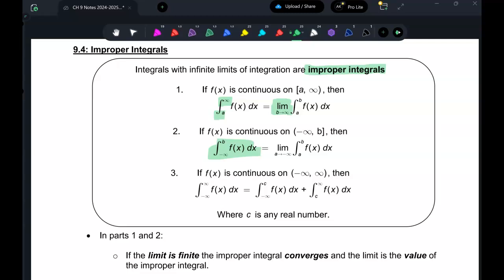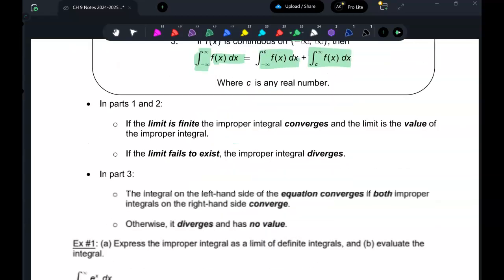So same thing here, right? If we have negative infinity to b, we'll introduce a as our lower limit of integration. So this is where you really get going into the calculus. And then what if we have from negative infinity to infinity? Well, we have to rewrite it in two parts, right? So we want to divide it up. That c value can be anything, okay? And then do we have to do the same thing we did in the previous example?